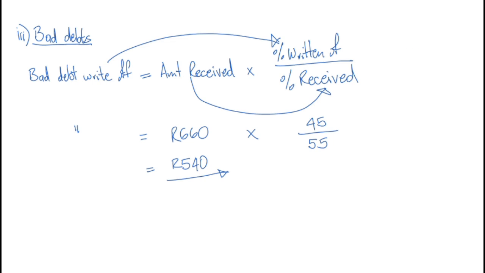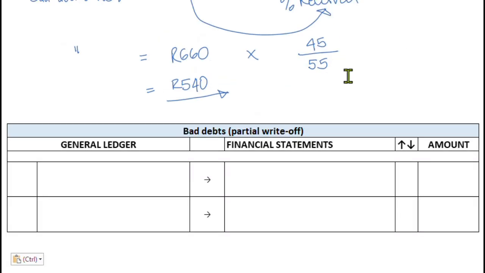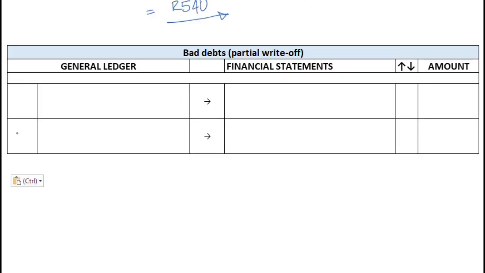To do this, we must credit the debtors control account because debtors control is an asset and assets decrease on the credit side. So we will credit the debtors control account with 540 rand. And then we will recognize an expense called bad debt by debiting the bad debts account because expenses increase on the debit side.